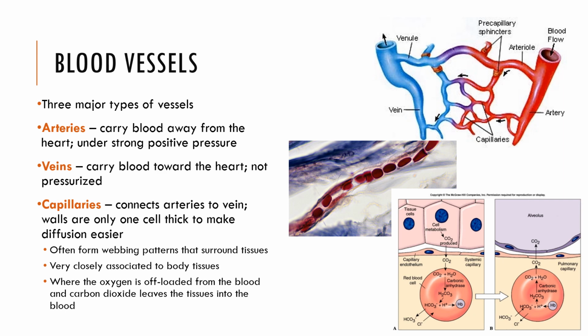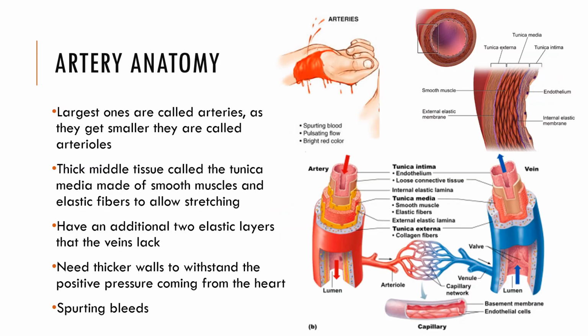You can see an example image right here where you can see an individual red blood cell. This thing right here is an individual red blood cell inside a capillary. So they're incredibly tiny. So let's go a little bit more in depth into each of these groups. We have arteries first. The largest in diameter, we just call them arteries. But as you get further and further away from the heart, they're going to get smaller and smaller. And at some point, we start calling them arterioles. That just basically means little arteries.